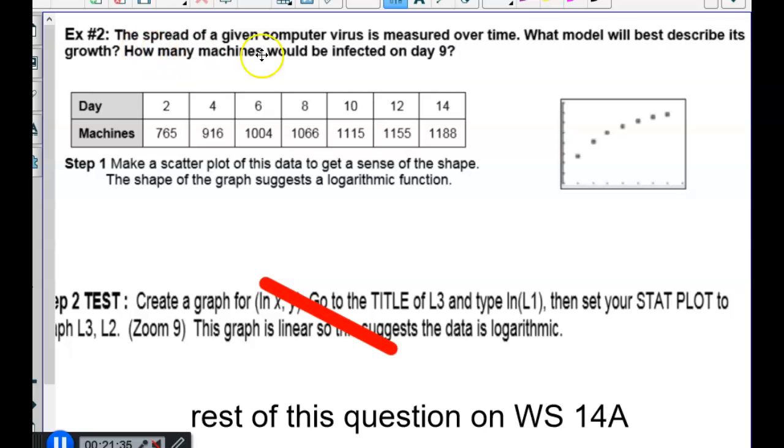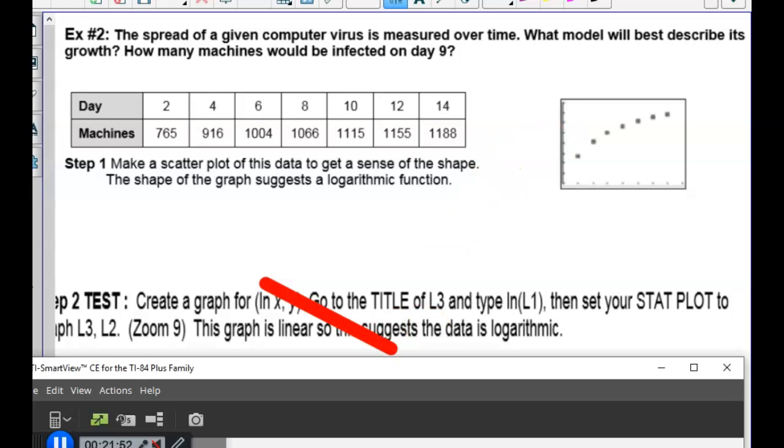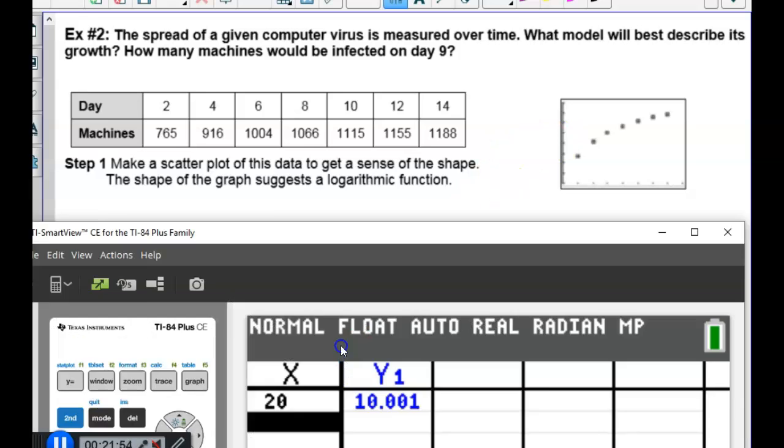Yes, I can do it if you don't want to type it in. I'll just do it on mine. You can write it down. The spread of a given computer virus is measured over time. What model best describes its growth? How many machines will be affected on day 9? Okay, so I put that data in. Tell me what I should do if I have that data in, guys.